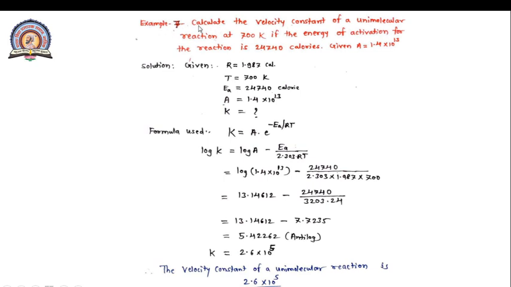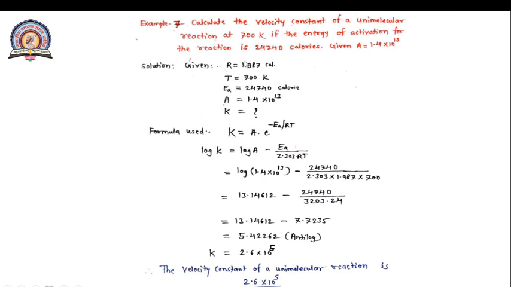Example number 7. Calculate the velocity constant of a unimolecular reaction at 700 Kelvin, if the energy of activation for the reaction is 24,740 calories, given A is equal to 1.4 into 10 raised to 13. Here we calculate the velocity constant, that means rate constant, of a unimolecular reaction at 700 Kelvin, with the energy of activation given and A, the frequency factor, given as 1.4 into 10 raised to 13.